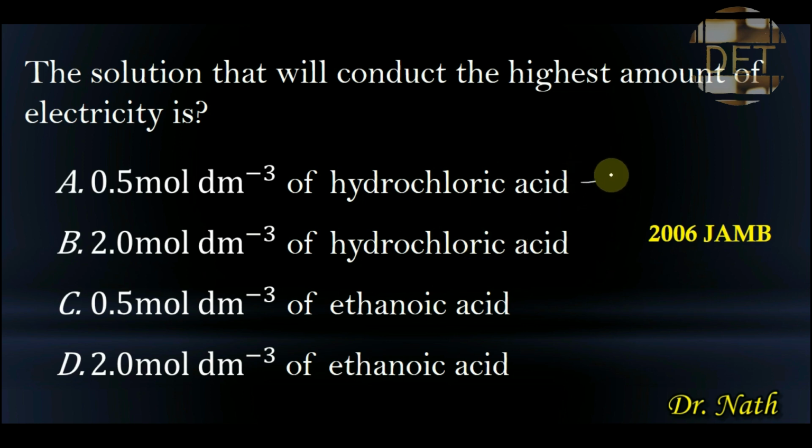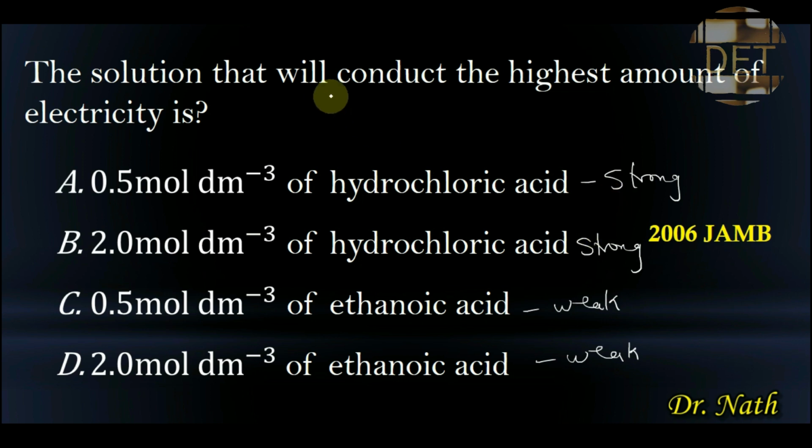Hydrochloric acid is an example of a strong electrolyte. So this is a strong electrolyte. This is also a strong electrolyte. But ethanoic acid is an example of a weak electrolyte. This is also a weak electrolyte. It is a weak electrolyte because it will not ionize completely in solution. Hydrochloric acid, on the other hand, will ionize completely in solution.